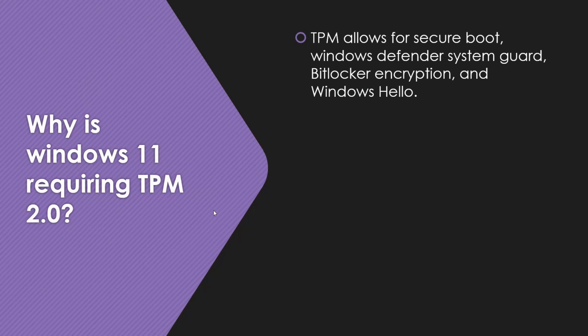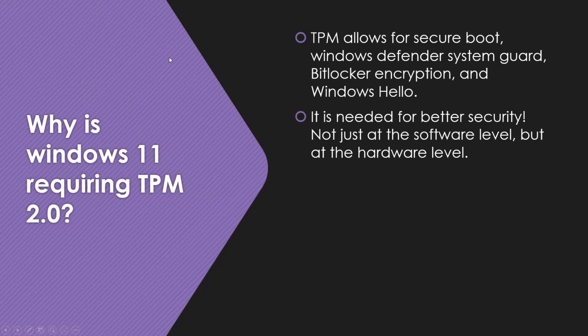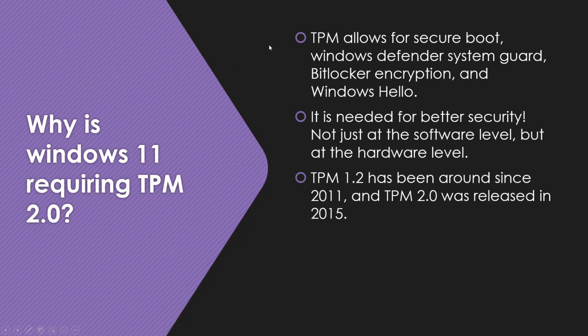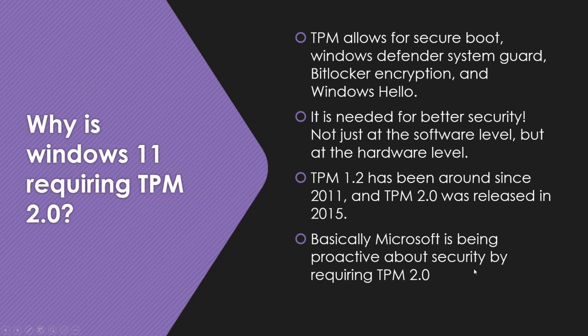Now that that's clear as mud, why is Windows 11 requiring TPM 2.0? It's the newest version of TPM, and they just feel like it's going to help protect the Windows systems. TPM allows for secure boot, Windows Defender System Guard, BitLocker encryption, and Windows Hello, among other things. It is needed for better security, not just at the software level, but at the hardware level. TPM 1.2 has been around since 2011, and TPM 2.0 was released in 2015. Basically, Microsoft is trying to be proactive about security by requiring TPM 2.0.